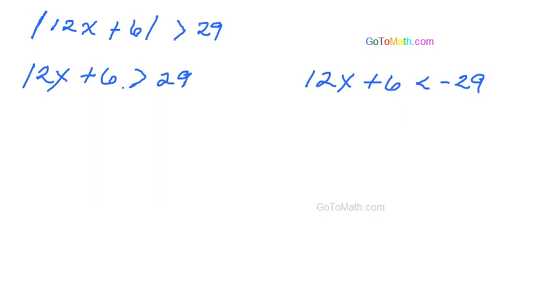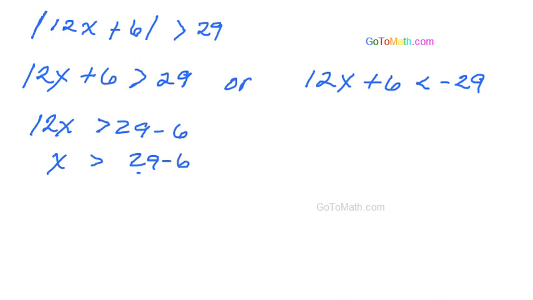We've got 12x plus 6 is greater than 29, or 12x plus 6 is less than negative 29. Now, of course, remember this is pointing to the right, so you need to think of the word or. R for right, pointing to the right. All right, so let's go ahead and solve for x over here. We end up with 12x is greater than 29 minus 6, and then of course multiplying both sides by 1 over 12. Let's just go ahead and simplify that now.